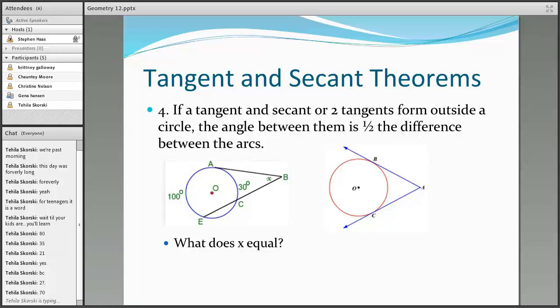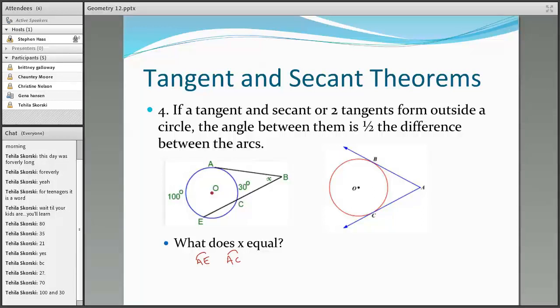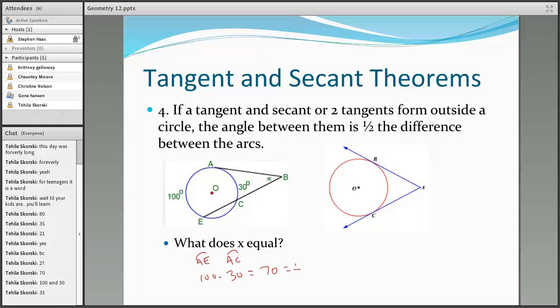The first arc is AE, right? The second arc is AC. Both of them are intersected by the secant and the tangent running from B. The difference between AE, which was 100, and AEC, which is 30, is 70. What's 1/2 of 70? Obviously, 1/2 of 70 equals 35. So x equals 35 degrees.